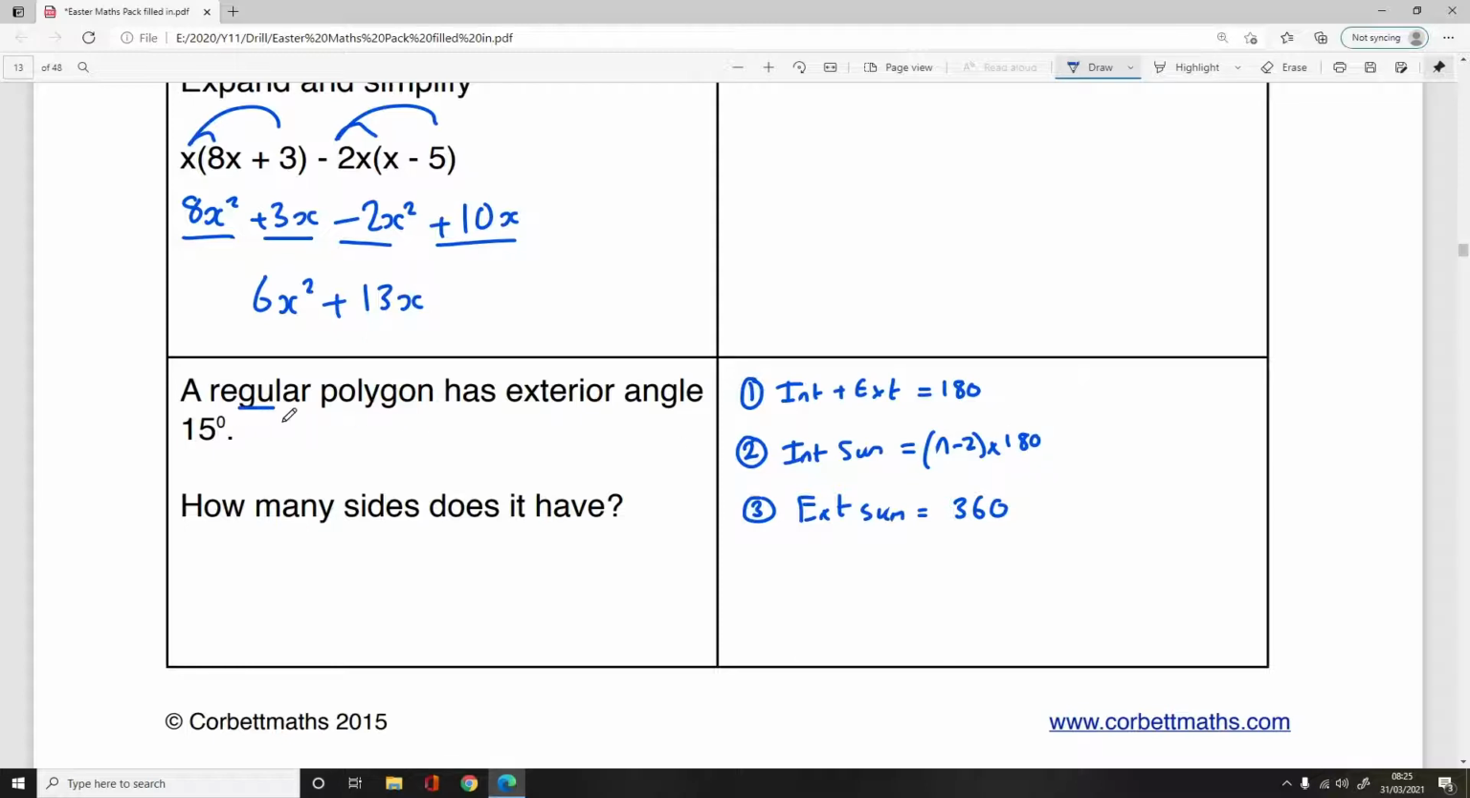Interior sum is always sides take away 2 times 180. Anything that mentions a regular polygon, you should just be thinking, well, these are the 3 rules I need to use. It says it's got an exterior angle of 15, so how many sides does it have? And for this, we're going to use rule 3. If the exteriors add up to 360, then we can get how many sides there are by dividing by 15. And that will tell us there are 24 sides in this case.